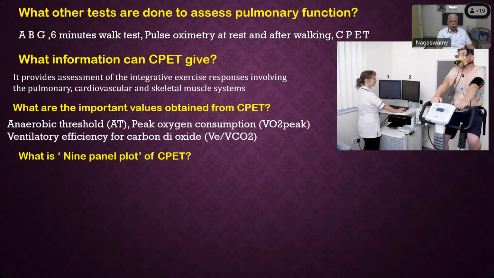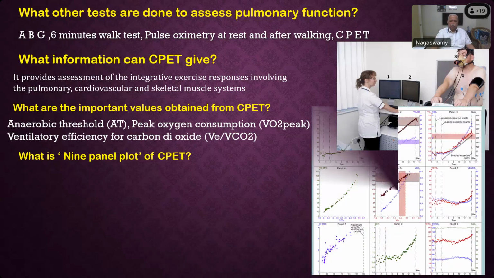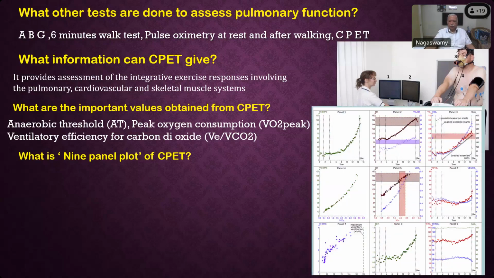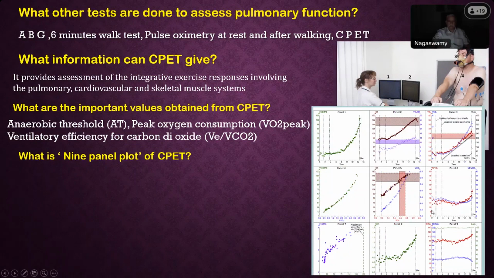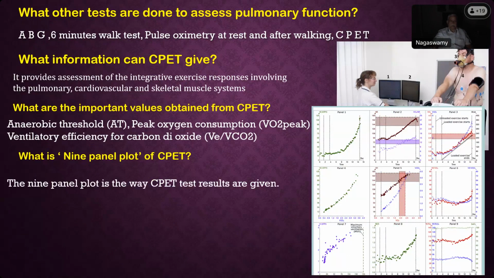What is the 9-panel plot of CPET? This is a method of giving the report, just like the pulmonary function report which you saw earlier. This is the method of giving a CPET report. It looks like this. It will have a panel of 9. You can see panel 1, panel 2, panel 3, panel 4. So there will be 9 panels in this, and that will tell you about the 9-panel plots, the way CPET results are given.